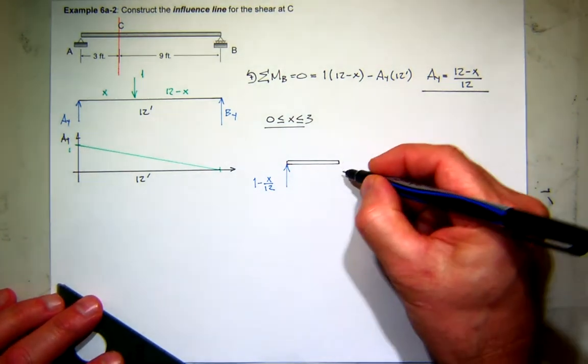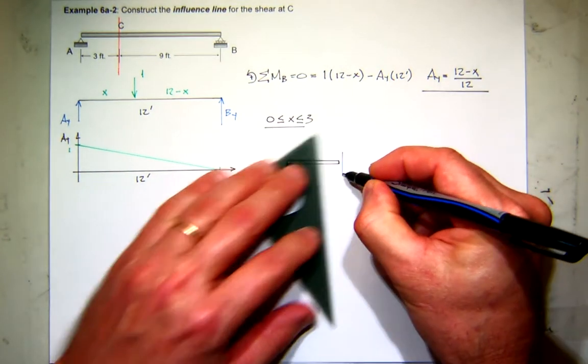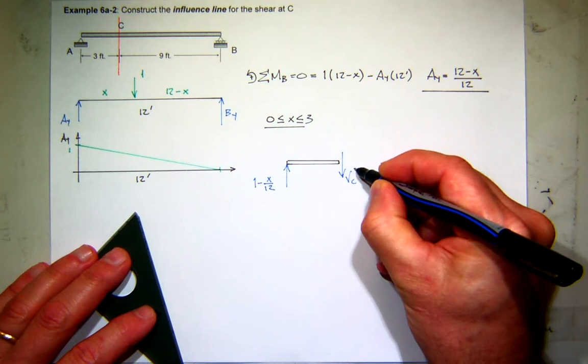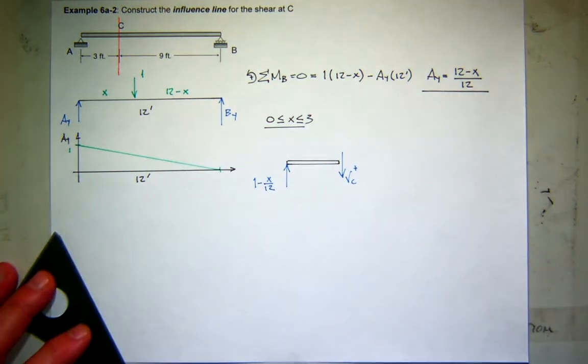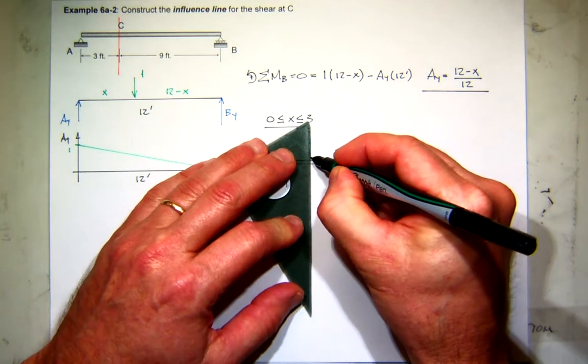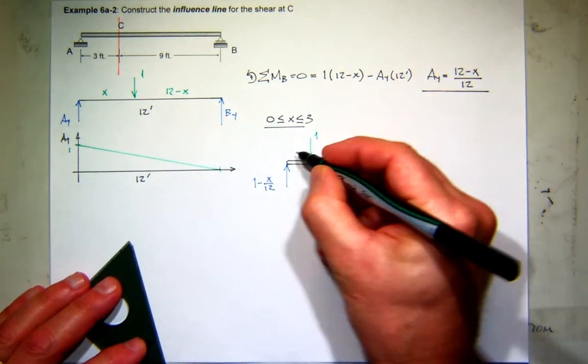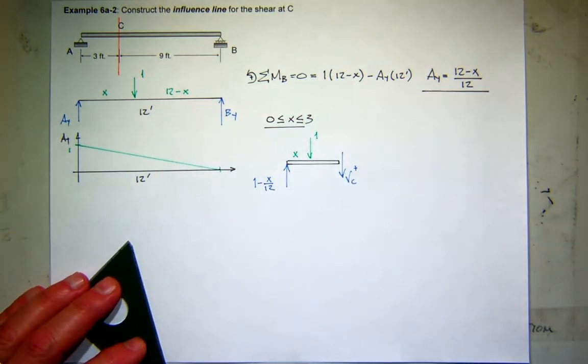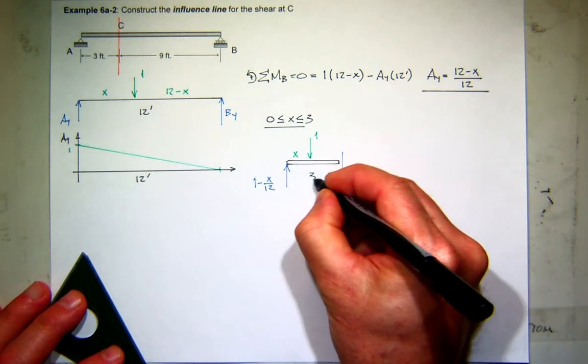I'm looking for the shear at C. That's positive shear. And what else do I have? Well, my unit load is between 0 and 3, so it's got to be on the structure at some position x. And this part is 3 feet.